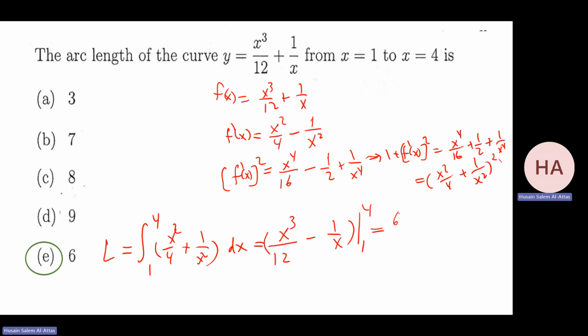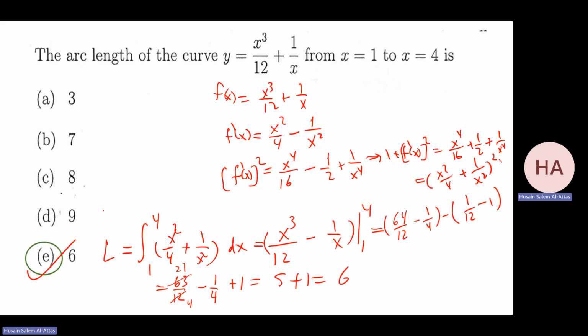x cubed, 64 over 12, minus 1 over 4, minus 1 over 12, minus 1. Am I right? Yeah. That gives me 64 over 12 minus 1 over 12. That will be 63 over 12. What is 63 over 12? Over 3, this is 21. Over 3, this is 4. Minus 1 over 4 plus 1. That will be 20 over 4, which is 5, which is this one.